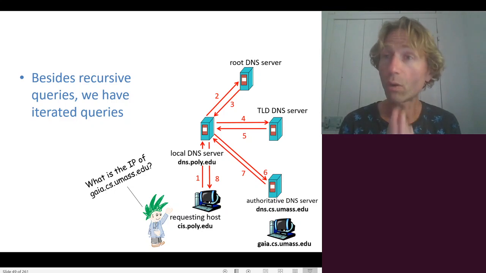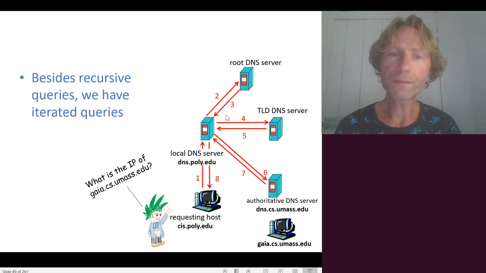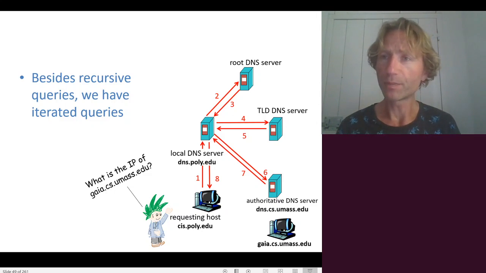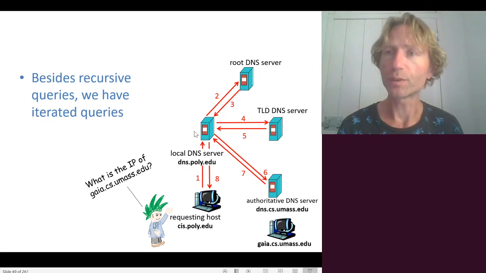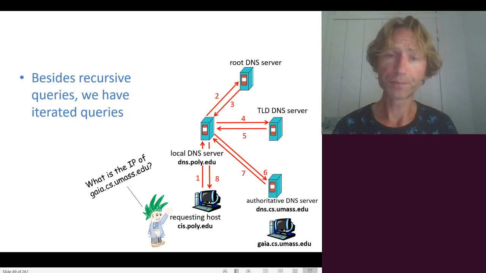Now, some remarks. All of these interactions, all of these packets are UDP packets. Second remark, often the local name server does not contact the root name server, but talks to the top-level domain name server directly. Why? Most of the top-level domain names are already cached in the local name server. So that means that the local name server already knows the IP address of the top-level domain name server for the .edu domain. So it doesn't have to go to the root name server.